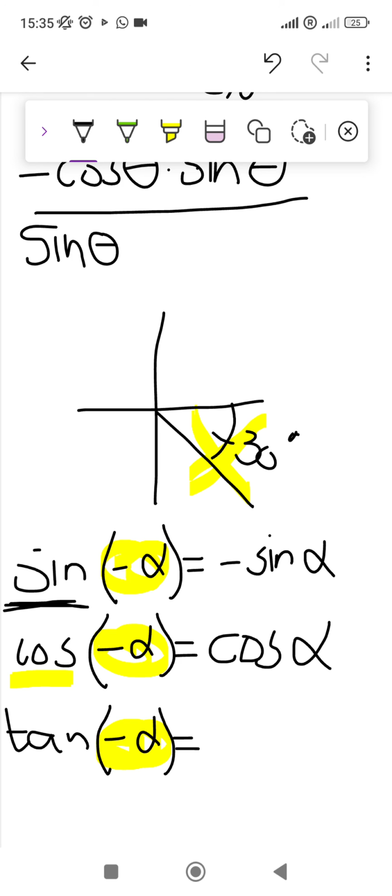Same thing with tan. We're going to say which quadrant are we in? Minus alpha puts us in our fourth quadrant. And tan is negative in that fourth quadrant. So the reduction is going to be minus tan of our alpha.